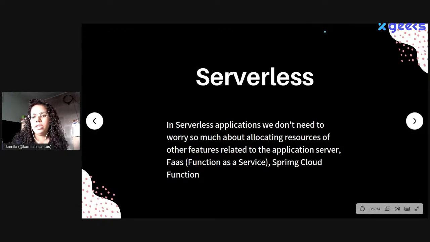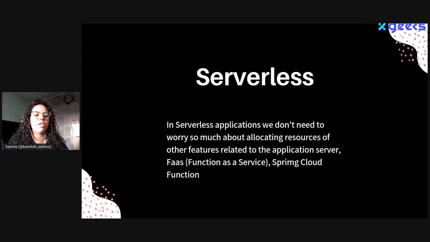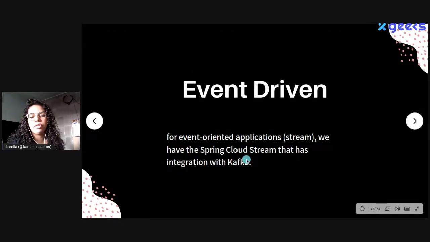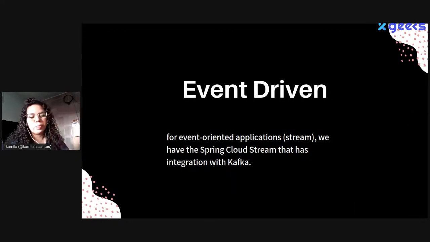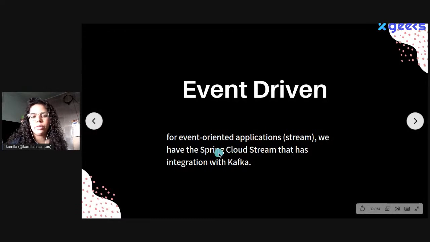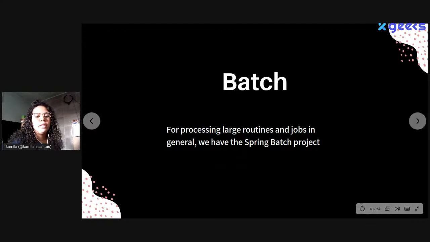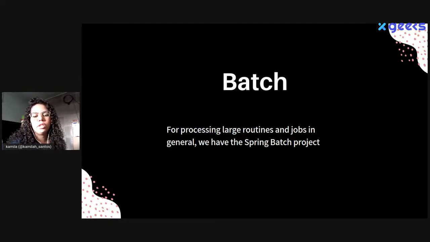For serverless applications, we don't need to worry so much about resource allocation or other features related to the application server. We work as function as a service with Spring Cloud Function. And for event-driven applications, we have Spring Cloud Stream, which has integration with Kafka and others for streams. For batch, for processing larger routines and jobs in general, we have the Spring Batch project.